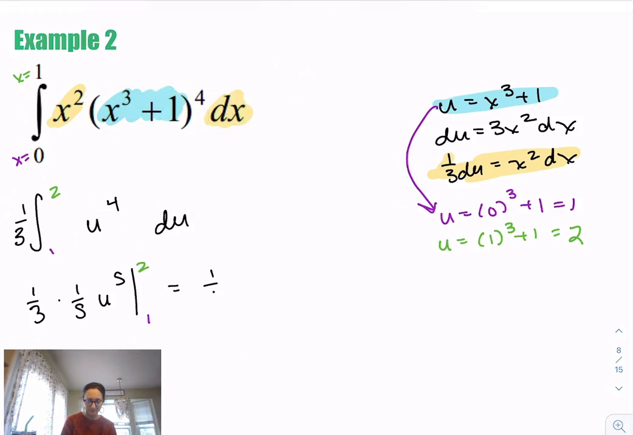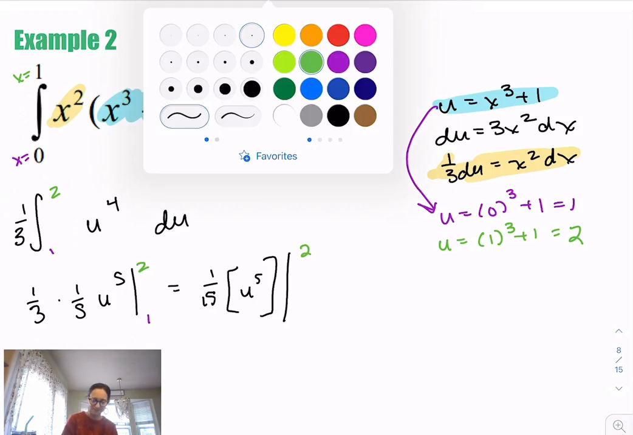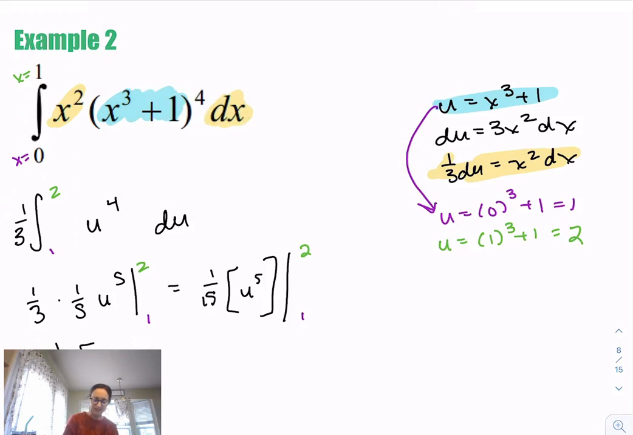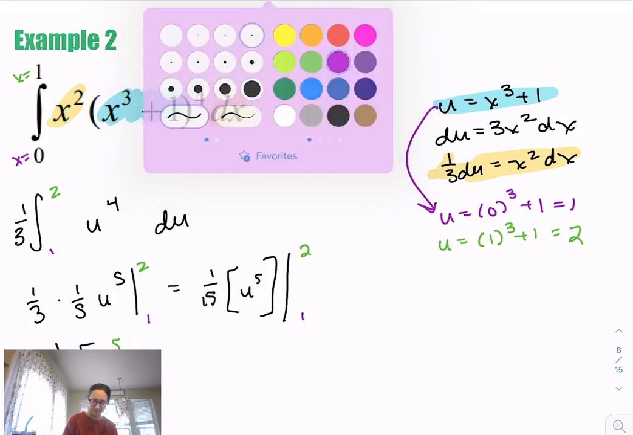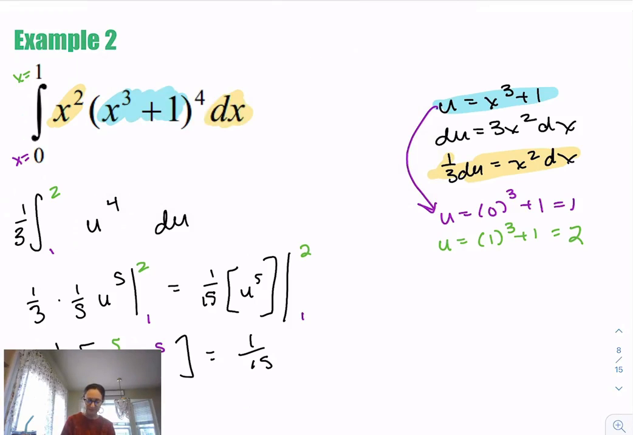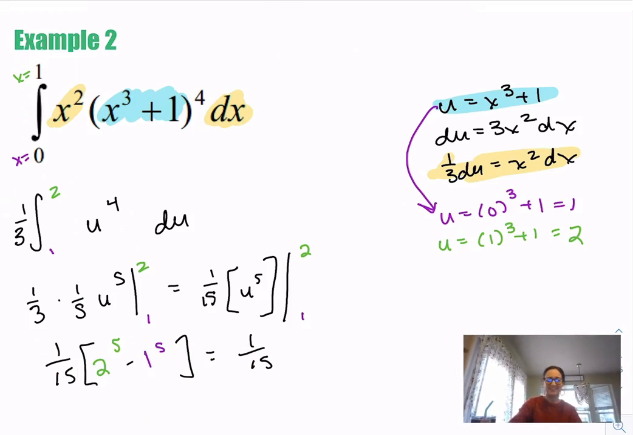I'm going to bring that 1/15 in the front, and then just really focus on the u to the 5th, evaluating that at 2 and 1. So we've got 1/15, and then 2 to the 5th minus 1 to the 5th. 2 to the 5th is 32, and 1 to any power is 1, so 32 minus 1 is 31, so the final answer is 31/15.